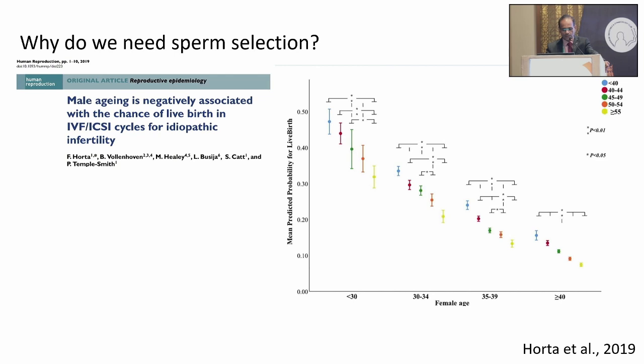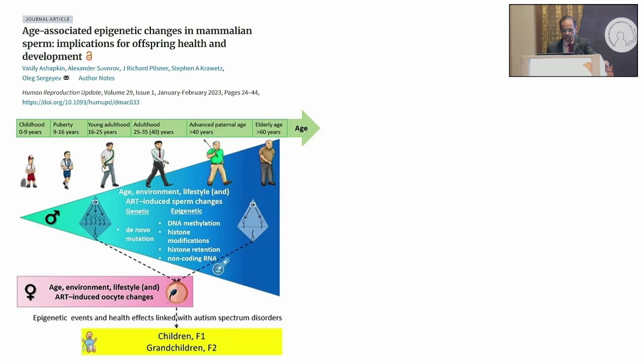It has been shown that men's aging is negatively associated with the chance of live birth, and the mean probability of live birth decreases with the men's age. There are various reasons for this. As we know, with age there is accumulation of more and more de novo methylations and de novo mutations. There is a risk of imprinting errors, DNA methylation errors, histone modification, and eventually a substantial risk of transferring this defect to children.